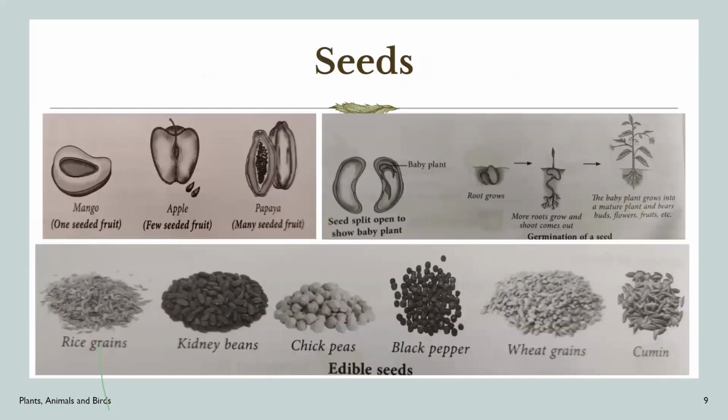Now we come to seeds. What are seeds? Seeds are inside the fruit. Some fruits have just one seed, such as mango, and apple has many more seeds. Yes, good. The fruit protects the seed, and if we take out the seed and plant it, we can get more and more plants.